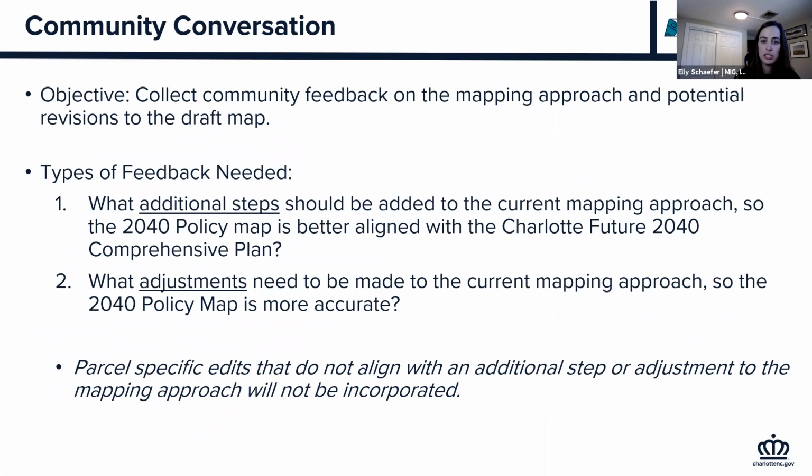So now that we've walked through the draft 2040 policy map recommendations for this area, we'd like to get your feedback on the draft mapping approach. The objective of this conversation is to collect feedback both on the current steps in the mapping approach, as well as potential revisions to the approach. There's really two types of feedback we can use to revise the mapping approach. First, we can identify additional steps to add to the mapping approach, which would better align the final 2040 policy map with the comprehensive plan. And then we can discuss potential adjustments to the current mapping steps that would help improve the accuracy of the map. Again, what this process cannot do is incorporate parcel-specific revisions that do not inform an overall change to the citywide mapping approach. Since this is a citywide mapping effort, we need to balance future needs and opportunities across the city as a whole.